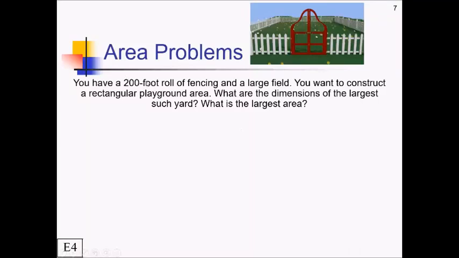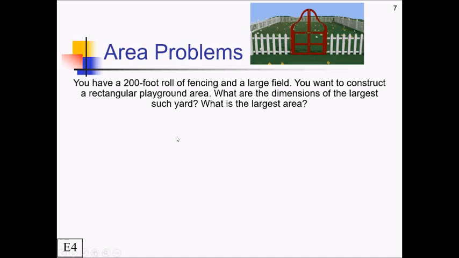You have a 200-foot roll of fencing in a large field, and we want to construct a rectangular playground area. We're just doing rectangles here. We want the dimensions of the largest such yard and that largest area. So kind of like the last problem, but a little bit different, because now we can't use the side of some building as one of our sides.